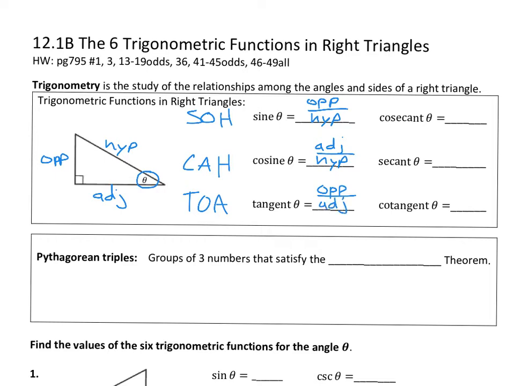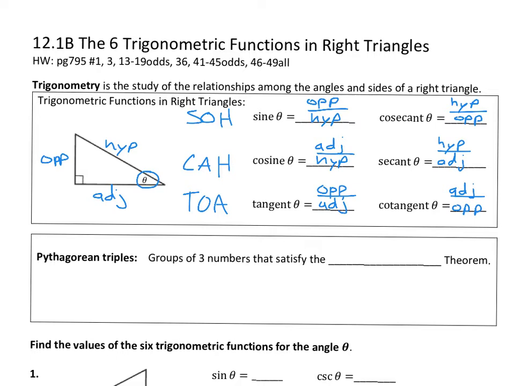All right, so now we're going to learn about the reciprocals of all three of these. The reciprocal of sine is called cosecant, and so that's hypotenuse divided by opposite. The reciprocal of cosine is secant, so now hypotenuse is on top and adjacent is on the bottom. And the reciprocal of tangent is cotangent, so that's adjacent over opposite.